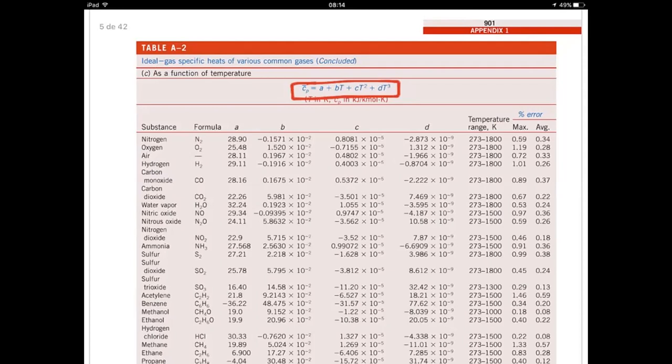And how can we go from Cp to Cv? Well, it is very straightforward. In order to get Cv, it is going to be equal to Cp minus R, the constant. Now beware, because this table only works when the temperature is in Kelvin, and Cp will give you kilojoule per kilomole Kelvin. So how can we work with this?